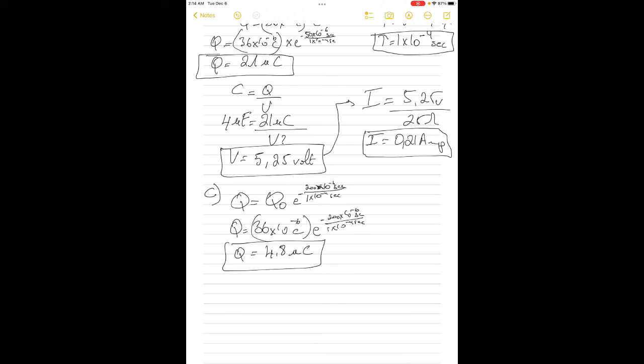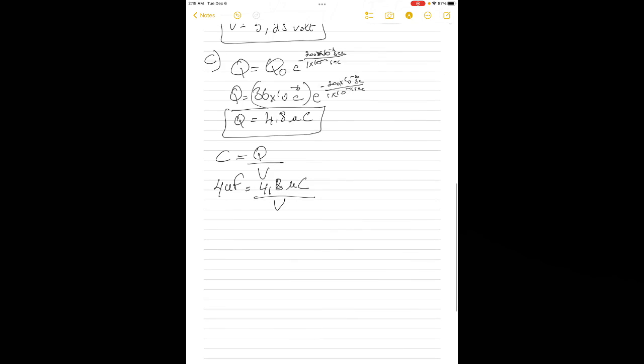And then we can find the volt, that we go from capacitance equal to charge divided by volt. So the capacitance is 4 microfarad equal to the new charge of 4.8 microcoulomb divided by volt. Just to make it clear, always convert microfarad and microcoulomb to farad and coulomb. So what I mean is that 4 times 10 minus 6 farad equal 4.8 times 10 minus 6 coulomb divided by volt. So the volt here will be equal to 1.2 volts.